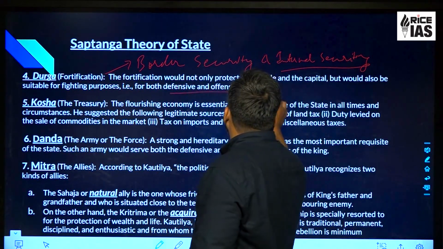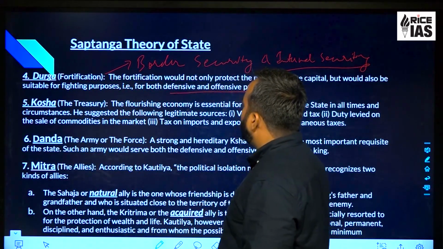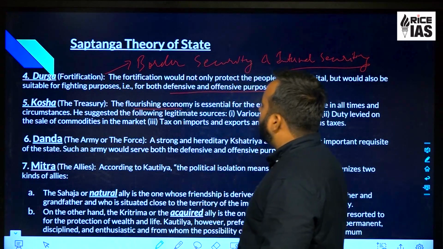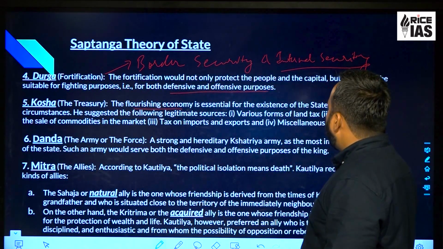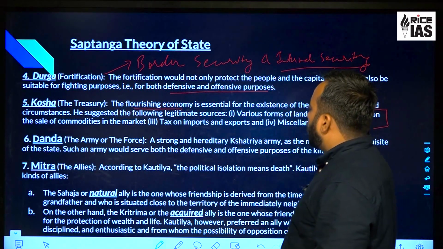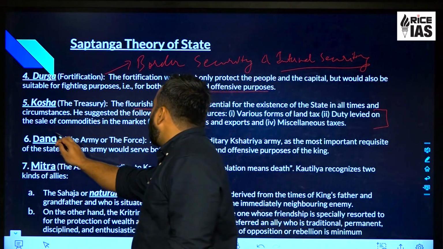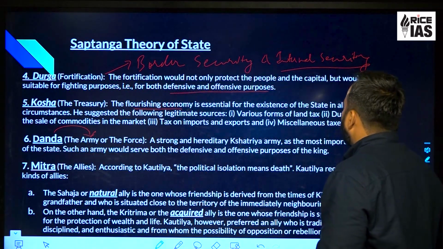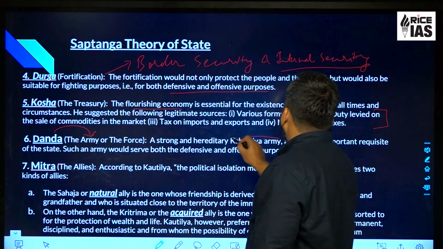Both offensive and defensive purposes, the fort has to be used. The treasury, the flourishing and fledgling economy is required for a sound treasury. So, these are the sources of taxes. Dand is force, power. Kshatriya army, which has to be hereditary.